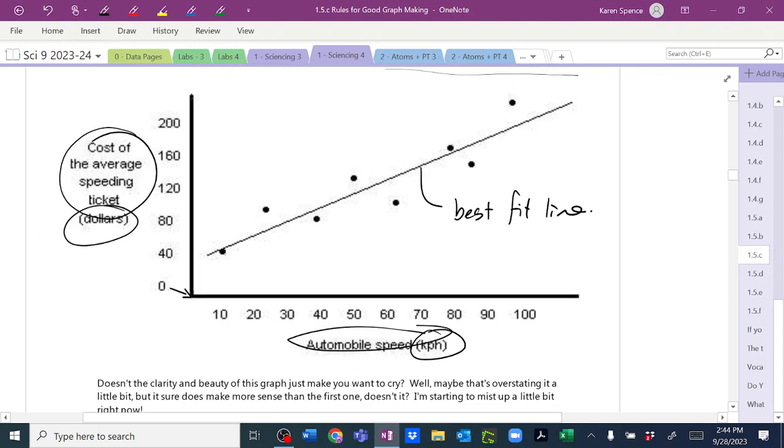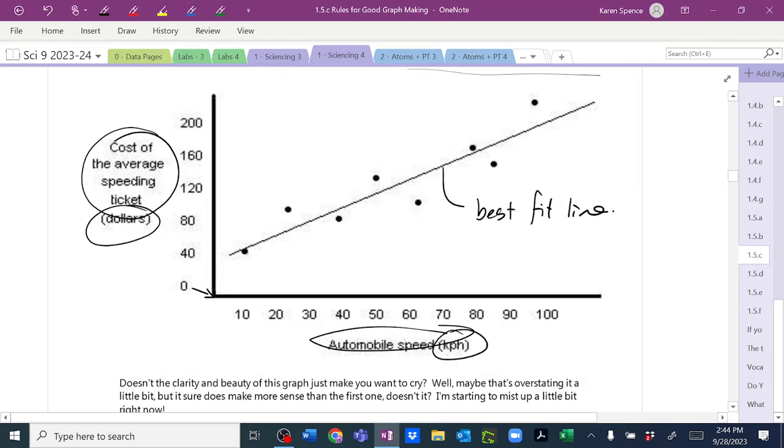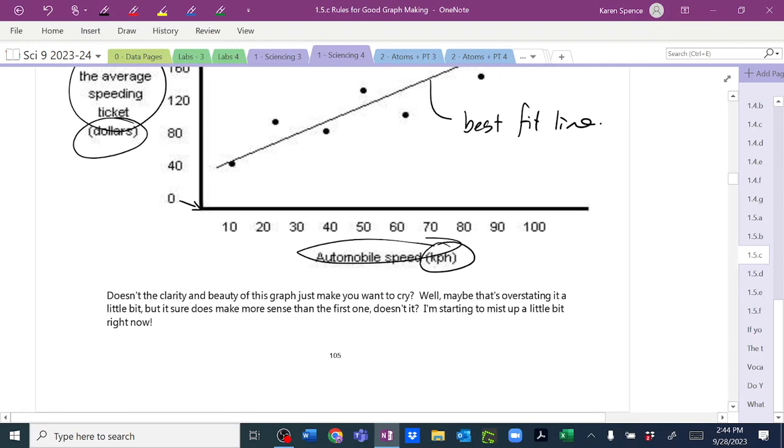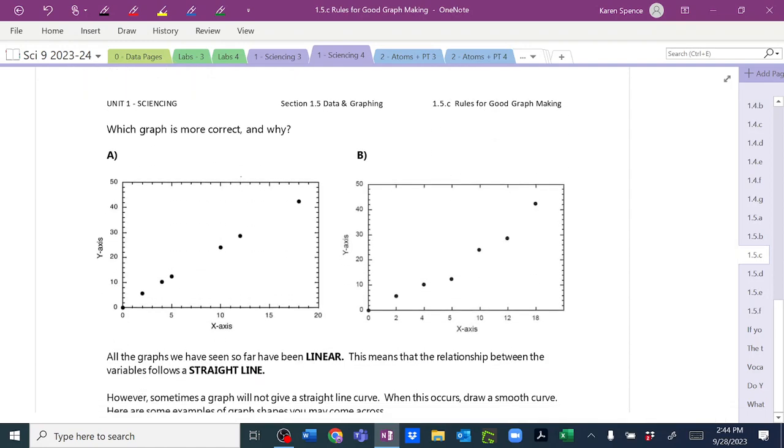The average cost of the speeding ticket and then your speed. I don't know why it's all over the map like that, but that's okay. Doesn't the clarity and beauty of this graph just make you want to cry? It's so lovely. Okay, moving right along.